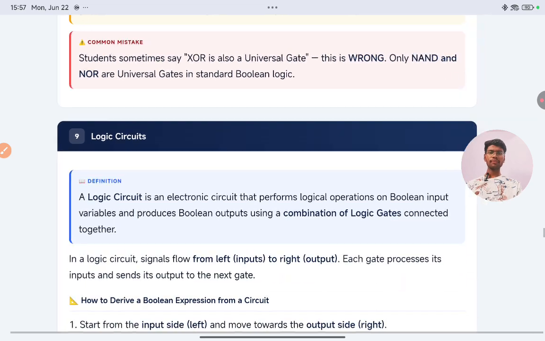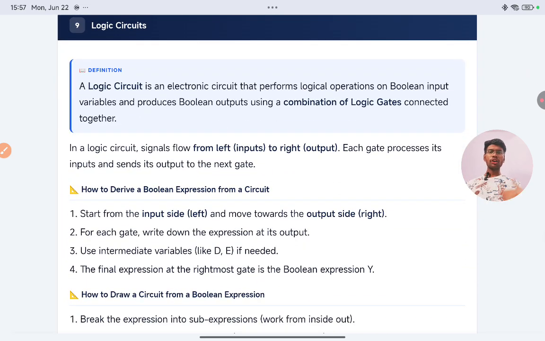There's a logic circuit. What is a logic circuit? A logic circuit is an electronic circuit that performs logical operations on Boolean input variables and produces Boolean outputs using a combination of logic gates connected together. The signal flow goes from left, which is the inputs, to right, which is the output.